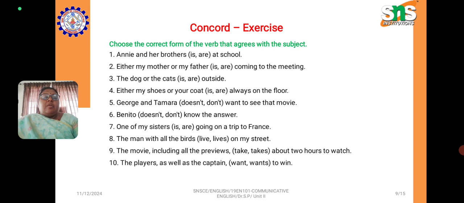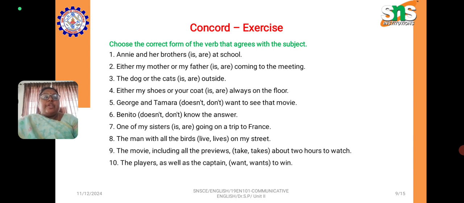Either my mother or my father is or are coming to the meeting. Either my mother or my father. Here you are choosing only your mother or your father, not both of them. So here you have to use a singular form of verb, is. The dog or the cats, is or are outside. Here the dog or the cats, you are separating these into two. So the dog or the cats is outside.